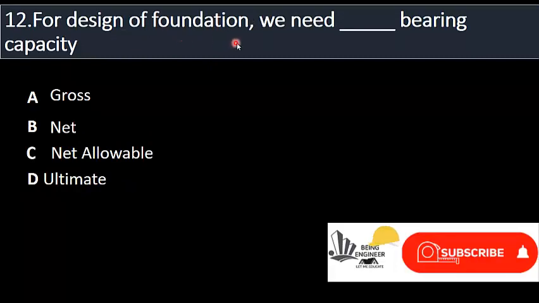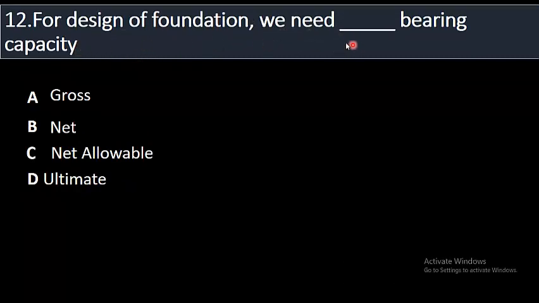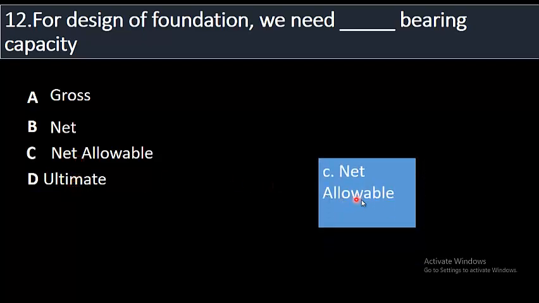For design of foundation, we need which bearing capacity? We need dash bearing capacity. It is gross capacity, net allowable capacity, or ultimate capacity. The right answer is net allowable capacity. For design of foundation, we need net allowable capacity.